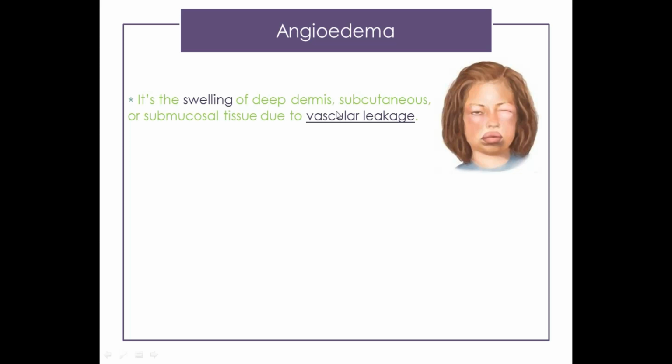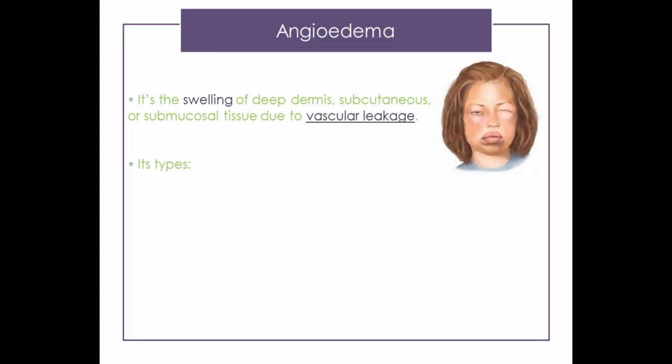So we will have vascular leakage. The vessel will be dilated, or it will be more permeable. That will lead to leakage of substances from inside the vessel, and they will accumulate in the dermis and the subcutaneous tissue, and that will make the swelling or the edema. So we need to know that it's in the deep dermis or in the subcutaneous tissue, not in the hypodermis. Okay, I hope it is clear. Angioedema mainly happens in the soft tissues like the lips or the eyelids, around the eyes, and so on.